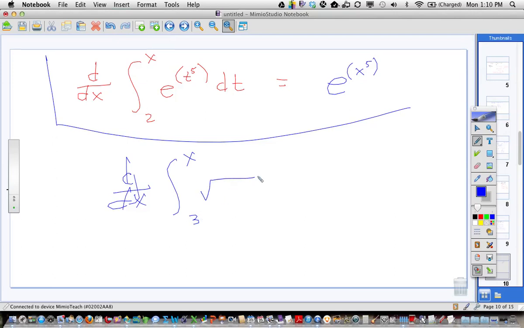Okay, so let's do the square root of 1 plus t dt. Oops, that's bad. And not make that an x. Sorry. Make that a sine x.